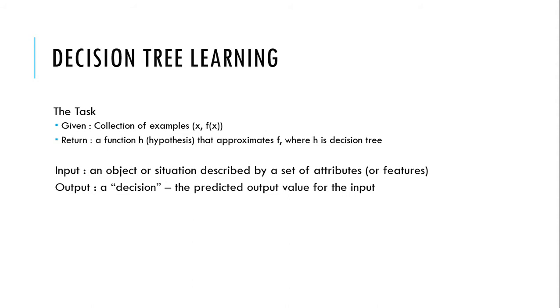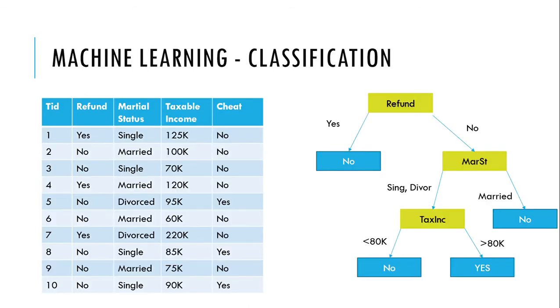Okay. So let's start. Let us try to understand what the decision tree learning algorithm is, what are certain applications of it, and let us try to build the decision tree algorithm. Okay. So what is the task? The task is that given a collection of examples, that is x and f of x. Now collection of examples means, let's say we have 10 records. Now these 10 records are nothing but examples for us. So these are the examples that we are going to use for training our model.